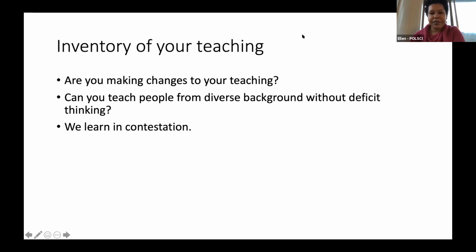Other questions to reflect on, because your statements will be pretty much an inventory of your teaching, but you don't want to provide a list of everything that you did, just highlight examples. You can highlight comments from your students that will answer this question: are you making changes to your teaching, or can you teach people from diverse backgrounds without deficit thinking?